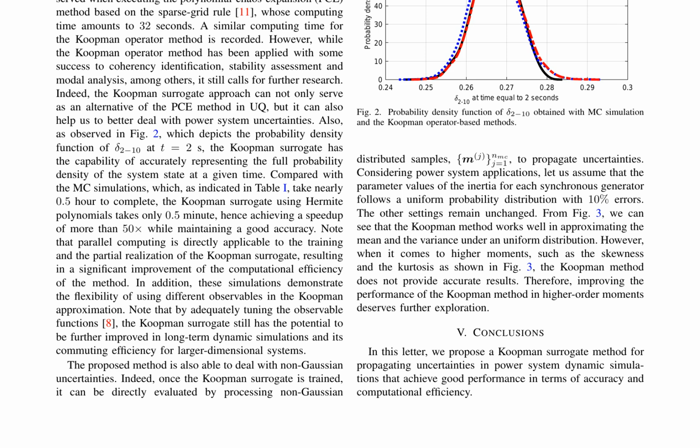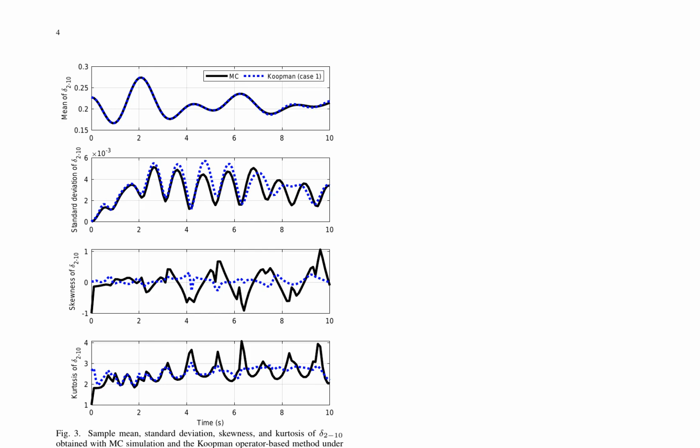The conclusion section summarizes the findings, stating that the proposed Koopman surrogate method achieves good performance in terms of accuracy and computational efficiency in propagating uncertainties in power system dynamic simulations. This research paper explores the application of the Koopman operator-based method in power system dynamic simulations, emphasizing the importance of understanding and quantifying uncertainty to enhance the accuracy and reliability of results. The authors conduct a comparative analysis between the Koopman operator-based method and traditional Monte Carlo (MC) simulation techniques.